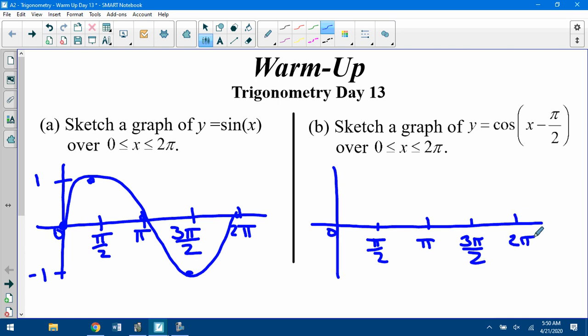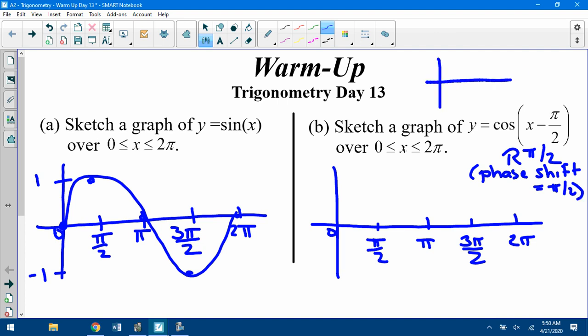But I'm not just sketching cosine, I'm sketching cosine of x minus pi over 2. What's this minus pi over 2 doing to the graph? It's a phase shift. It's going right pi over 2. So if you wanted to think about it, that means our phase shift is pi over 2. So in order to graph that, I told you wouldn't have to graph this much this year, and that's true, you won't.